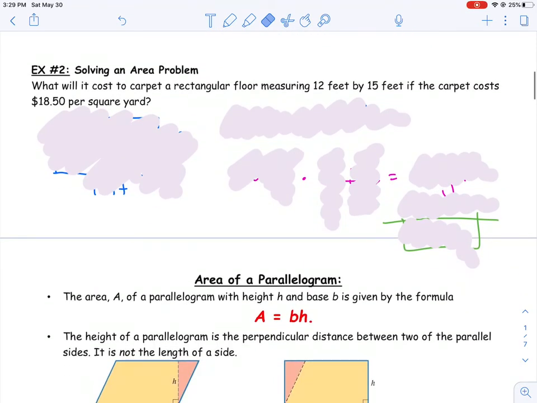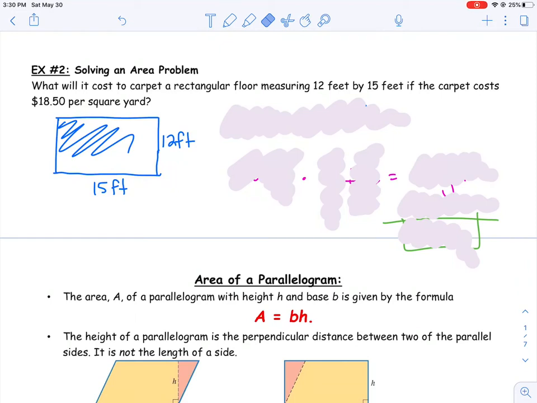All right, look at example 2. Example 2 says, what will it cost to carpet a rectangular floor measuring 12 feet by 15 feet if the carpet costs $18.50 per square yard? All right, well, I don't know about you. The first thing I do is I kind of try to visualize what's happening. I have a rectangular room. I have dimensions of 12 by 15.